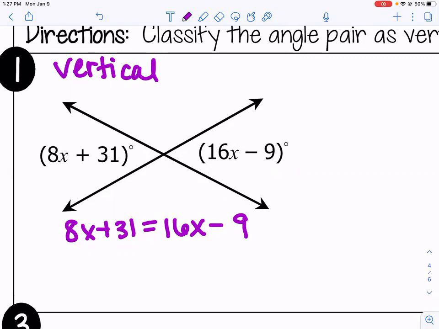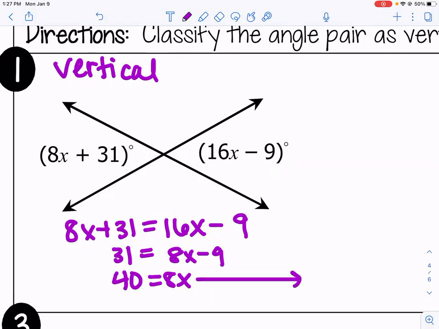Like this guy, these two would be supplementary. But we don't care about this guy right now. So if I have 31 equals 8x minus 9, if I move that 8x over, if I add the 9 over, we'd have 40 equals 8x, right? So Amelia, what's x? X is 5.